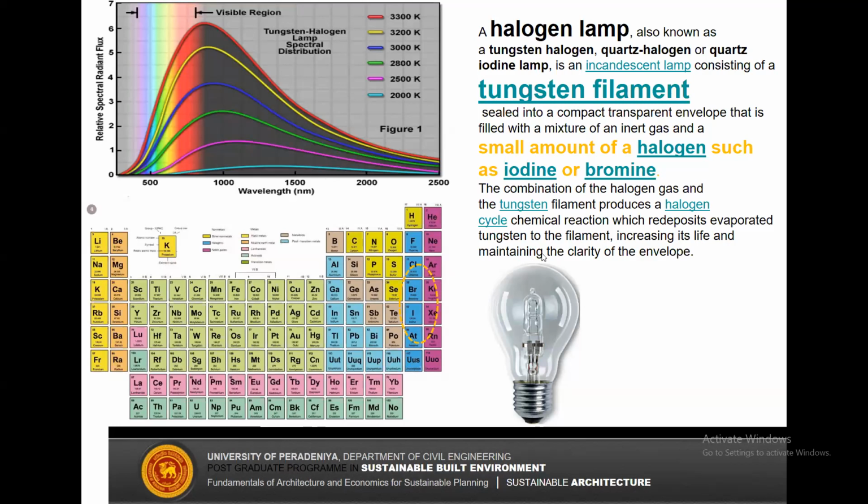So when you add some halogens, we cover it with the secondary bulb like this, then if you put some halogens, let's say bromine, iodine kind of things, the halogens will make a chemical reaction. It will bring the deposited tungsten and deposit it back on the filament itself. So this light has a much better lifespan, plus the spectrum also gets a little bit improved.